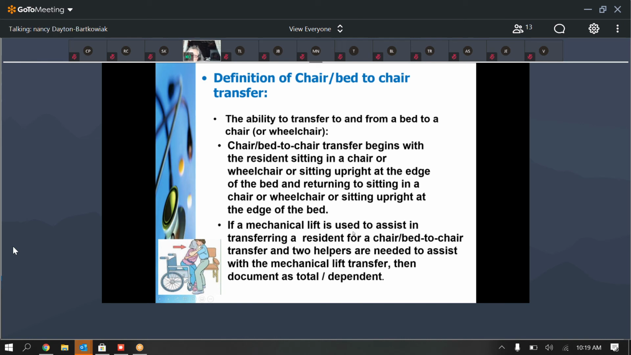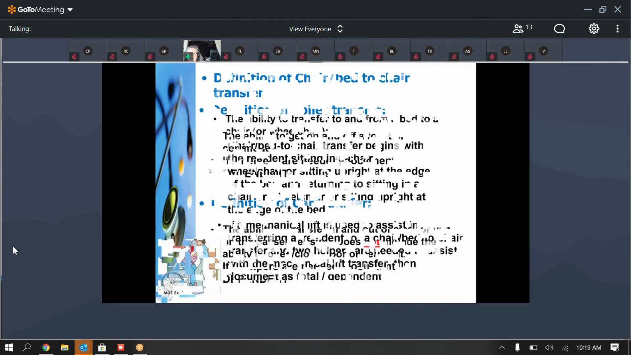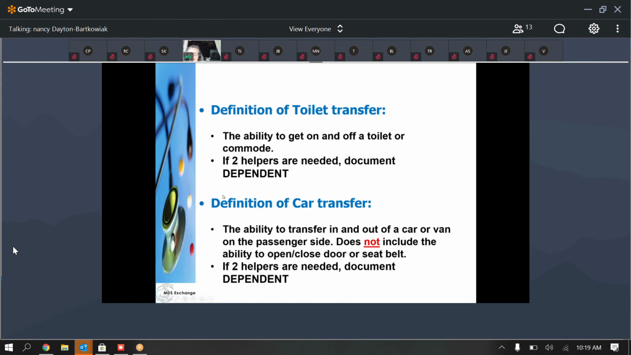If a mechanical lift is used to assist in transferring a resident for a chair to bed, bed to chair transfer, and 2 helpers are needed to assist with the lift, then document again, dependent. Definition of toilet transfer, the ability to get on and off a toilet or commode. Again, if 2 helpers are needed, we're going to document dependent. And also just keep in mind that toileting hygiene and toileting transfers are 2 different areas.